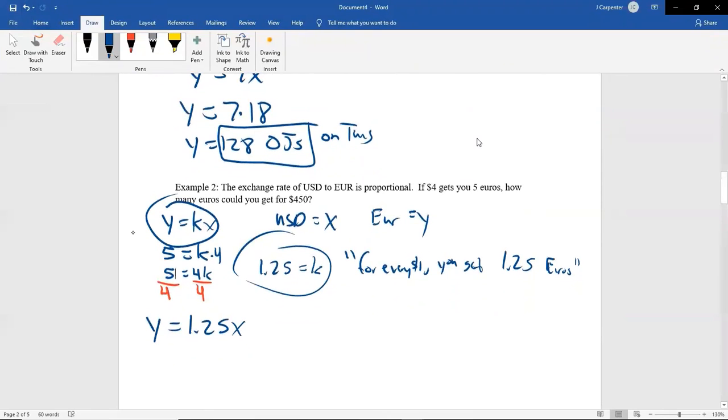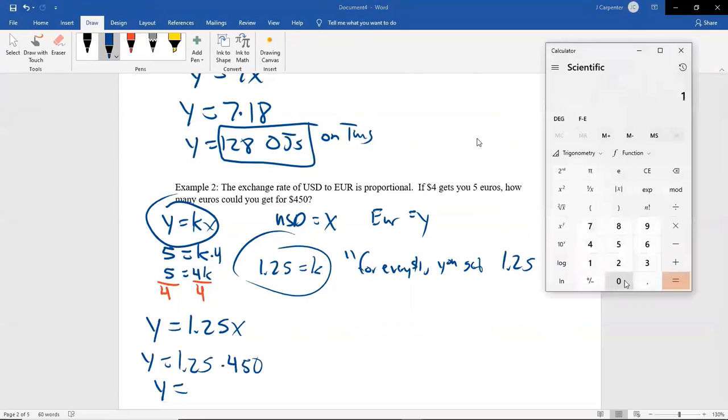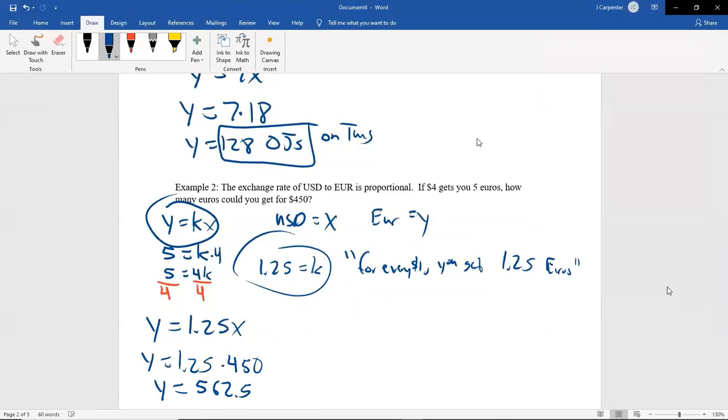Now, I could have asked you how many dollars could you get for, say, 1,000 euros. The 1,000 would be plugged in for the y, and you would have to divide by 1.25. So just watch out for algebra. But this will be y equals 1.25 times 450. And we get 562 and a half. 562.50, because we're talking money, and give the exact type of money we are talking about, euros.